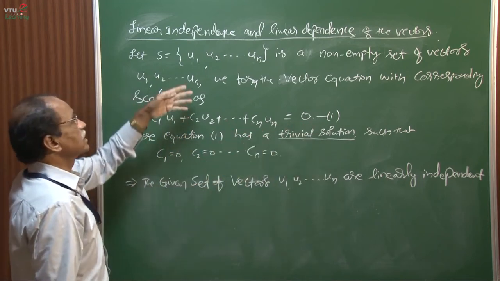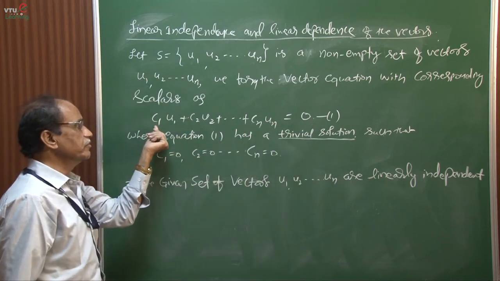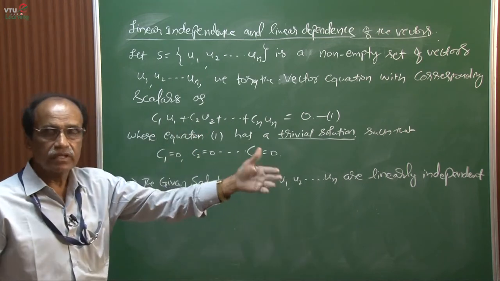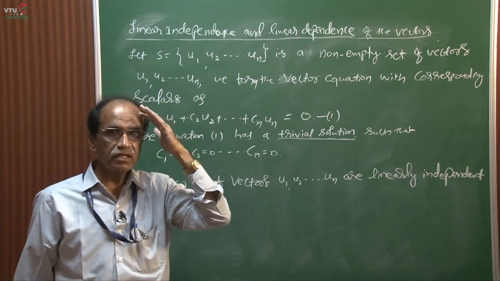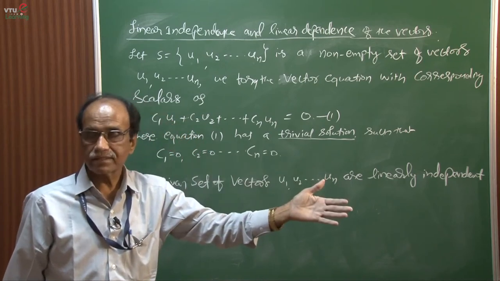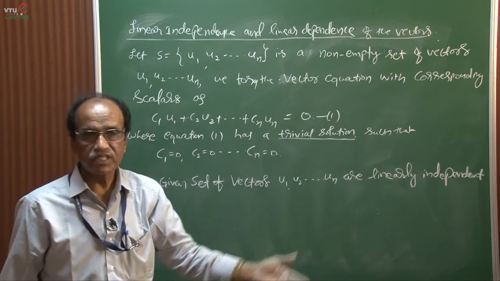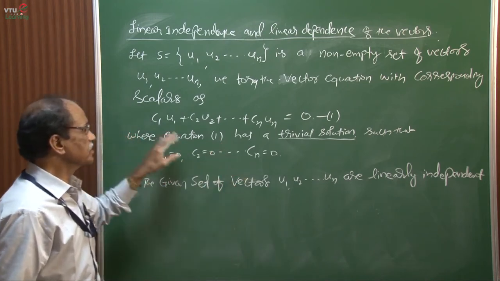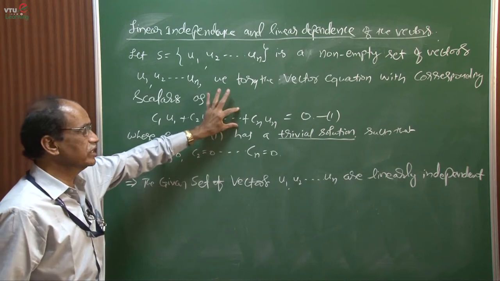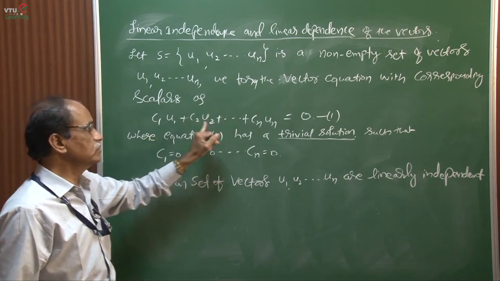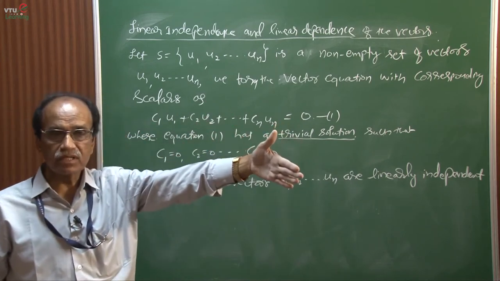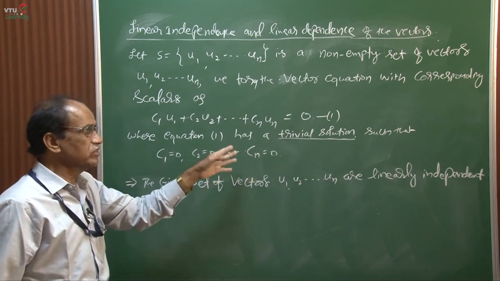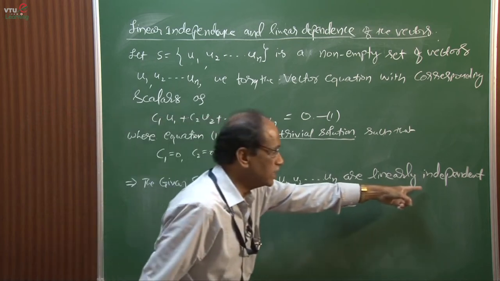But here we consider each coefficient, that means the scalars C1, C2, to be nothing but 0. Therefore, the corresponding solution is called a trivial solution. Trivial means it is obvious, we start from 0. If for any given equation non-zero values of C1, C2, C3 satisfy it, then it is not a unique solution, so we say they are linearly independent.